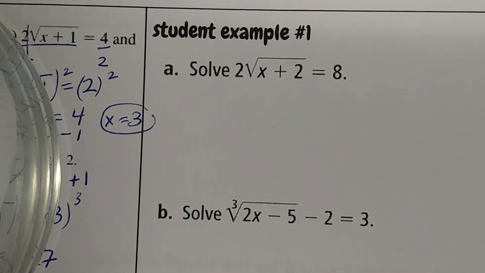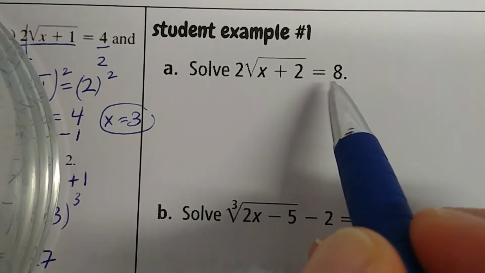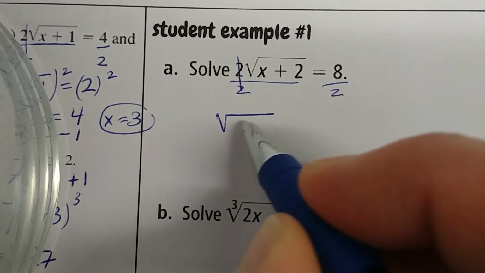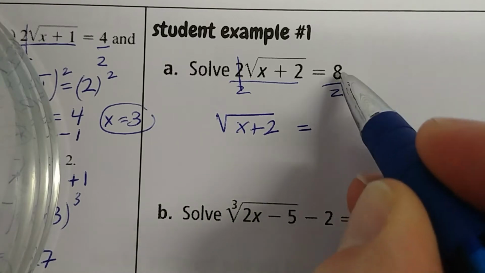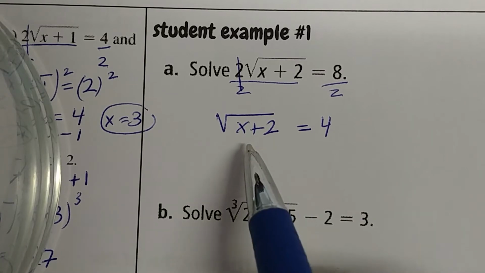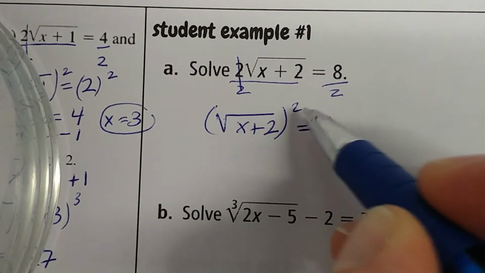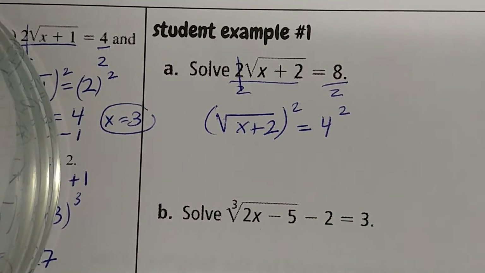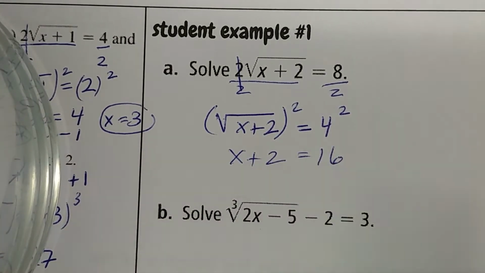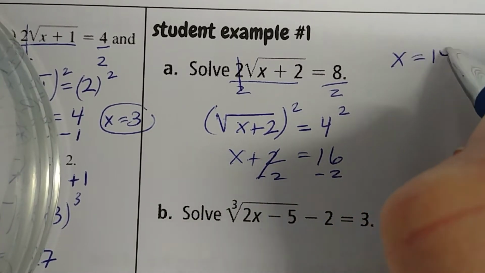So this is student example number 1. In order to solve this equation, just like mine, we were going to divide both sides by 2 to start to get that radical alone. So we have radical x plus 2 equals 8 divided by 2, which is 4. Now that my radical is alone, I can undo it by doing its inverse operation, which is squaring. The opposite of a square root is a square. If I square the left side, I must square the right side. So these two cancel each other out, and I have x plus 2 is 16. Subtract 2 from both sides, and I'm left with x is 14.